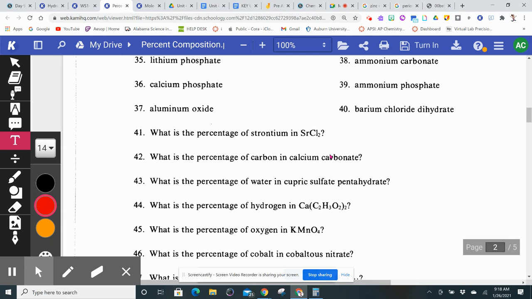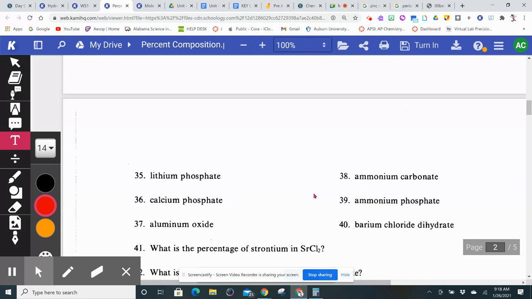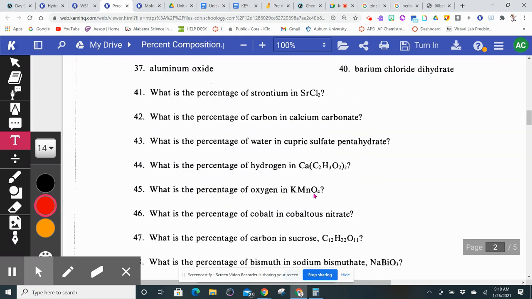So all we're going to do for percent compositions is find the molecular mass first. So you're going to add up the mass of all the elements in there first. And then you're going to take the mass of the specific element it asked for and divide by the total. Because remember from math, percent is part out of the whole.